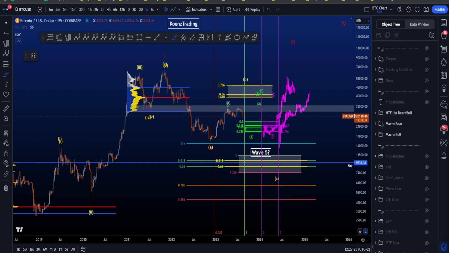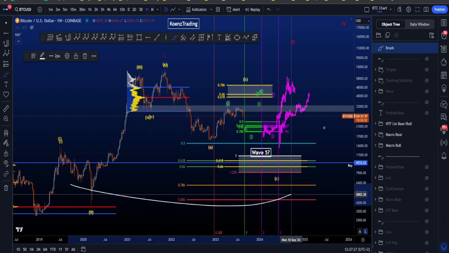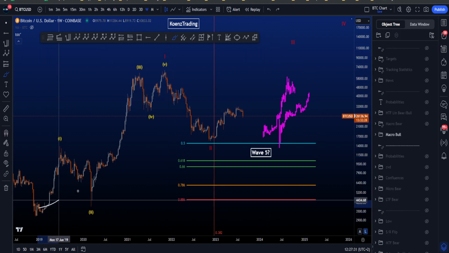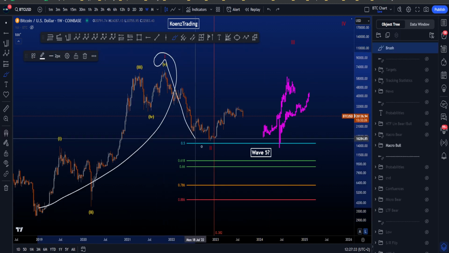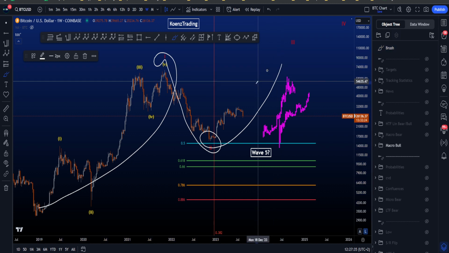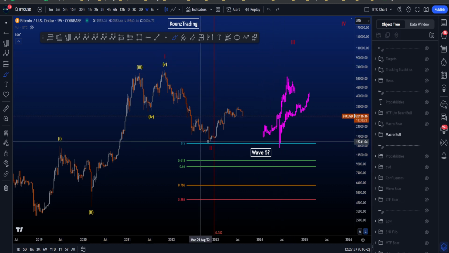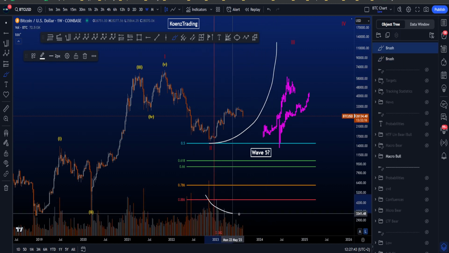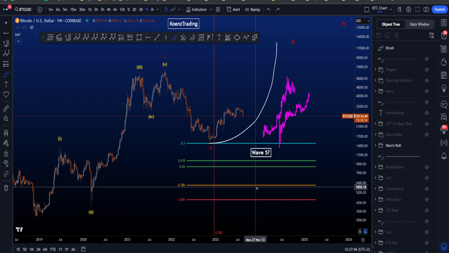Hi everyone, let's go over my macro and high time frame bullish and bearish Elliott Wave scenarios on Bitcoin. Starting with the macro bullish scenario, where we're looking at a finished wave 1, a finished wave 2, and for now a bigger wave 3 to the upside. Usually a wave 3 is the strongest wave, where you want to see price moving parabolic towards the upside, and you also want to see volume moving to the upside as well.